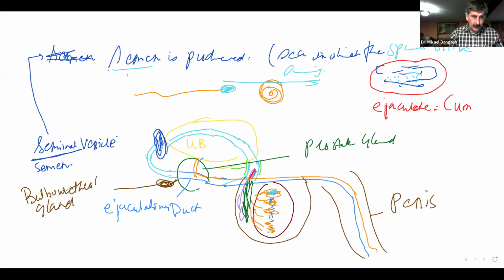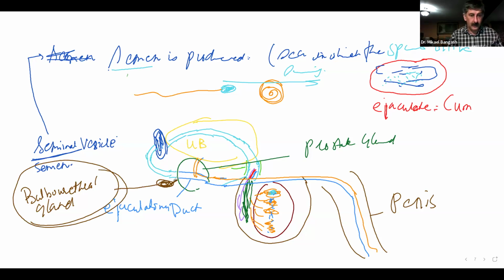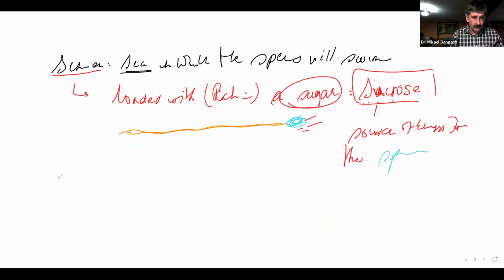Okay guys, now what I then also said was that later on, just before the spermatozoid enters into the prostatic part, where it is also met by the urethra from the urinary bladder, it is going to come across another little gland called the bulbourethral gland. What does this bulbourethral gland do?